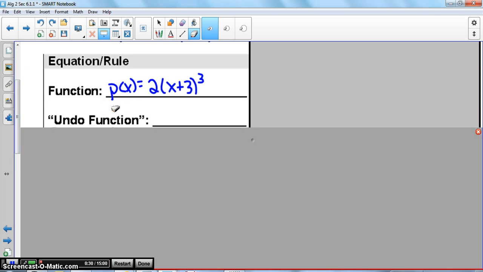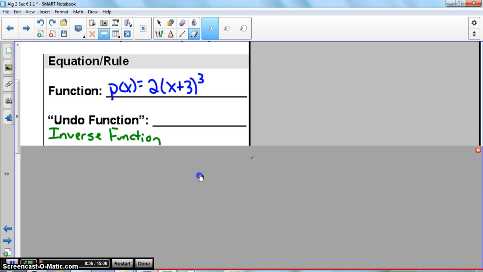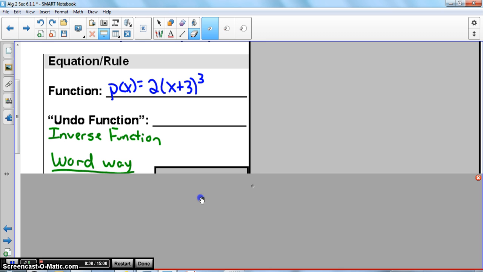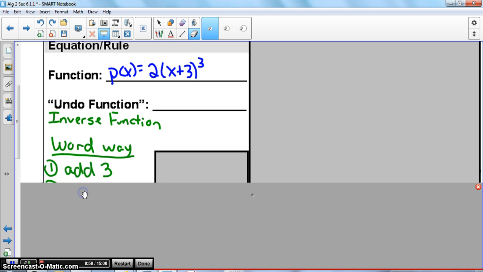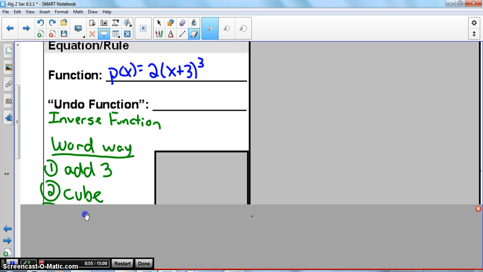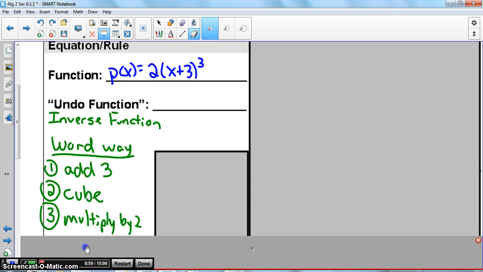There are two ways to find the equation of an inverse. The first way is the word way. In the word way, you write down what the original function does. So if I were to put a number in for x, the first thing I would do to that x is add 3. After I added that 3, I would then cube it, and then I would multiply by 2.